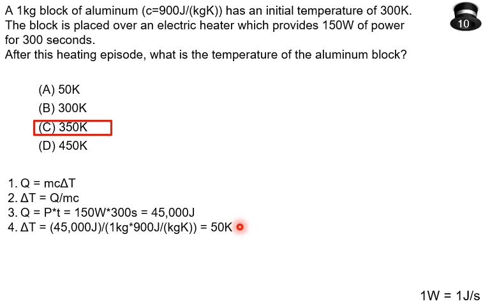And this is where you have to be careful. A common pitfall is to solve for this and be happy. You solve for the change in temperature, but we want to know what the final temperature of the aluminum block is. So you have to add this ΔT to the initial temperature, and you get 350 Kelvin.